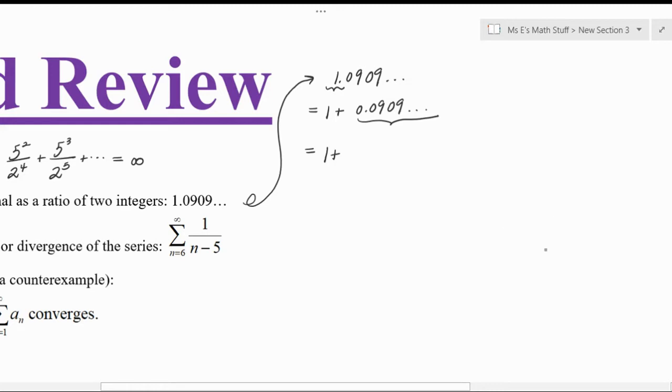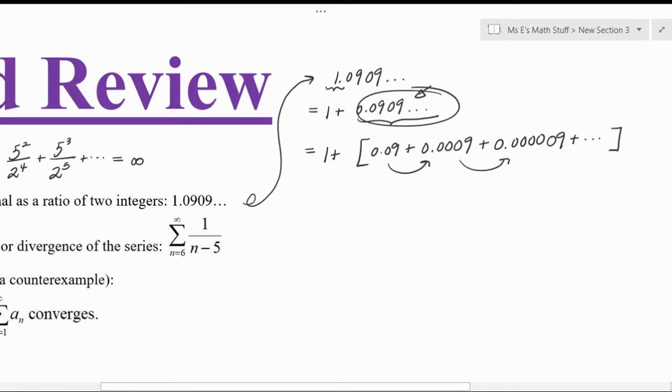So 1 plus, and really we're just focusing on this repeating part right here. So I'm going to write it like this, 0.09 plus 0.0009 plus 0.000009, etc. Hopefully that makes sense, that would equal this repeating part. And then let's look at this and hope that it's geometric, because it certainly isn't telescoping. And there's only 2 types of infinite series that we can evaluate exactly. They are geometric and telescoping. So let's hope this sucker is geometric.